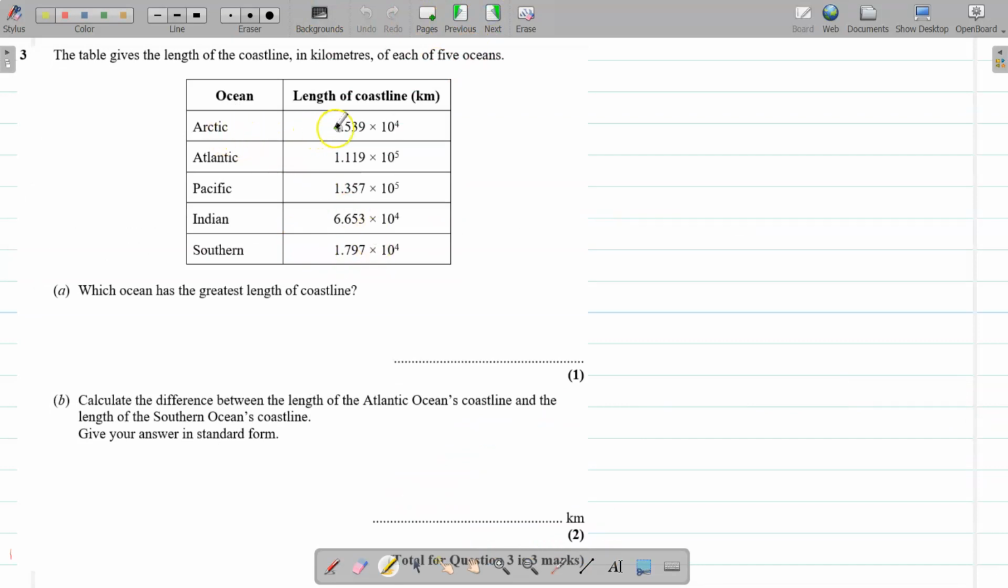Okay, now we have 5 oceans listed here with the coastline length in standard form. And we've got to write down, first of all, which is the greatest. Well, that's quite easy to see. These two are the largest because they have 10 to the power 5. And of those, it's the Pacific that's the largest. So that's a simple right or wrong answer.